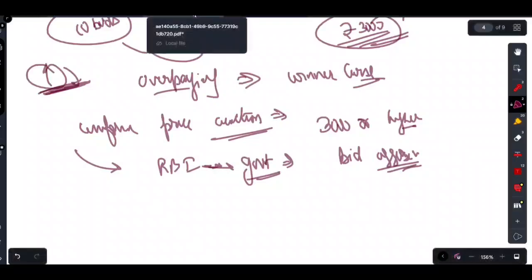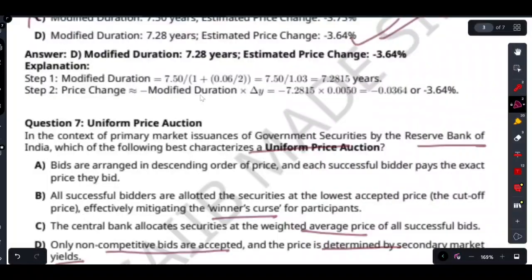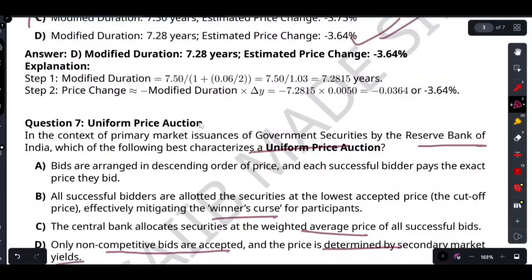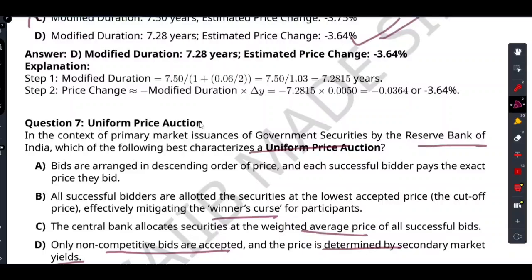That's called the uniform price auction. Now, if you look at the options they have given, yes, B is the correct answer. All successful bidders are allotted the security at the lowest accepted price, the cutoff, mitigating the winner's curse. Exactly, that is what the uniform price auction is all about. I hope this is crystal clear. So the correct answer is option B.